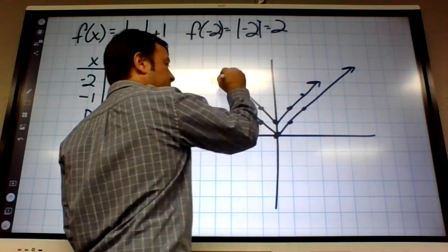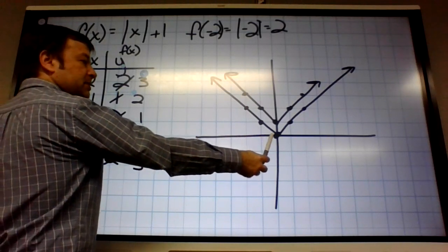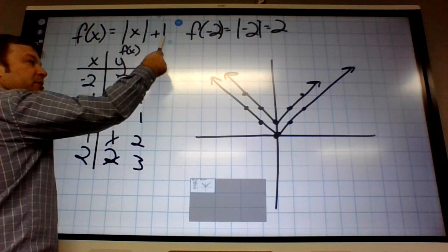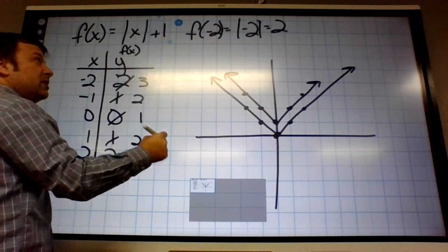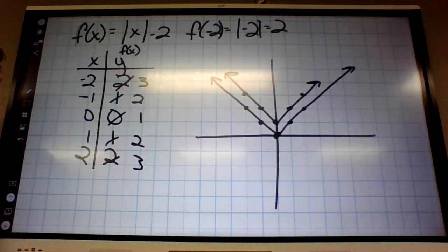So what happened to the graph? How did it change? It went up 1. So +1 right there, just like you might guess, makes the graph go up 1. Well, guess what would happen if I put a -2 out here? It would go down 2.